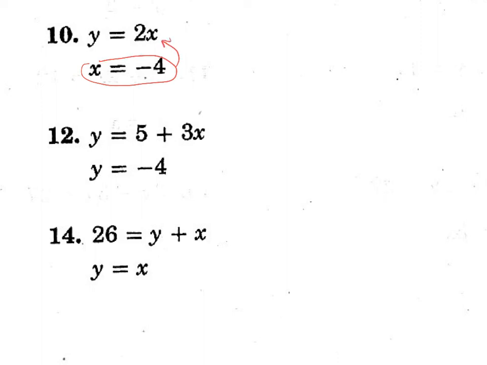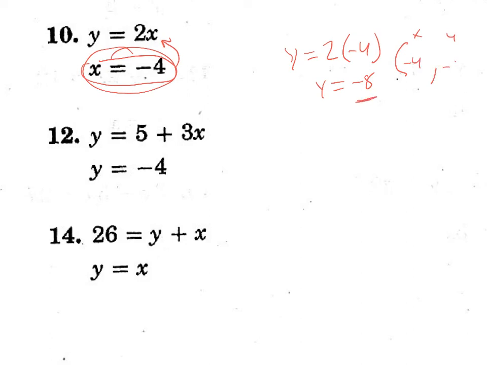So if x is -4, I can put a -4 where that x is. So 2 times -4. Don't forget to show this work, okay? So y equals -8. So now I have my two solutions. Remember, here's our x and here's our y, right? -4, and we just figured out y is -8. So there's my two solutions for number 10.